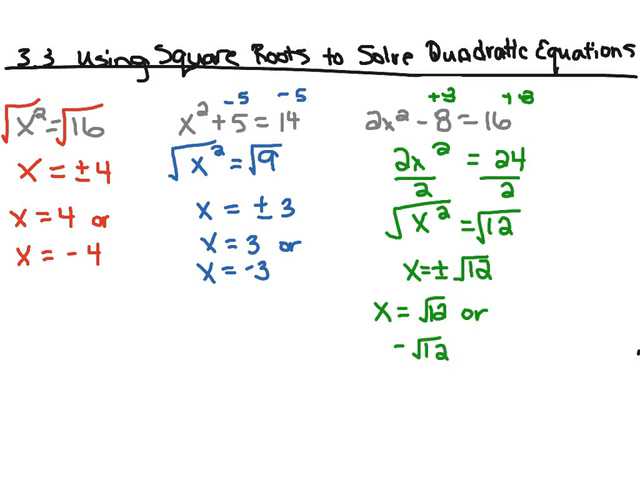Now, sometimes in the textbook it simplifies the radical. So the simplified form of the root of 12 is 2 root 3. And if you don't simplify it, that's okay for right now. You can just leave it as the root of 12, or you can simplify it to 2 root 3.